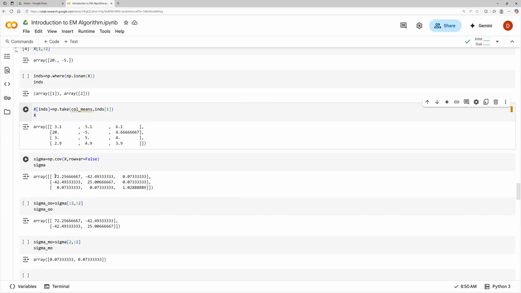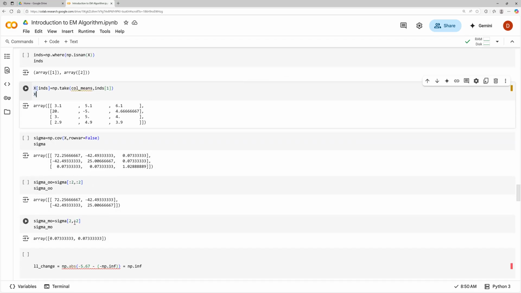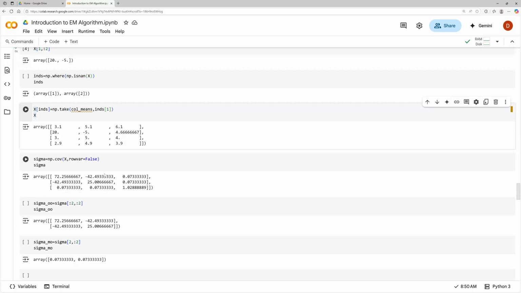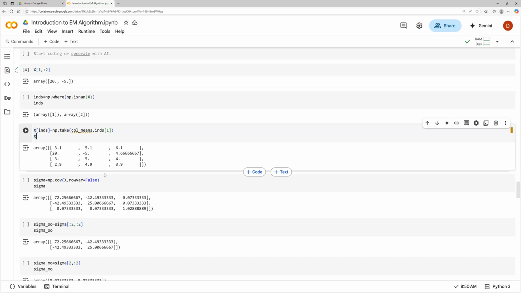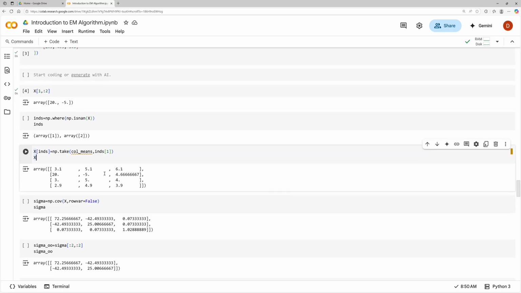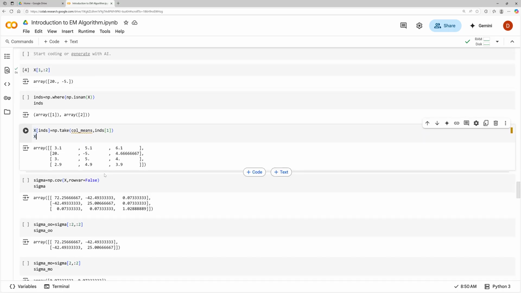Okay, we get this part of the matrix. And if we do sigma 2, 2, we get this part of the matrix. Okay. Now, it's important to know, before, I should have actually talked about this a little bit earlier. We get this complete matrix, okay?